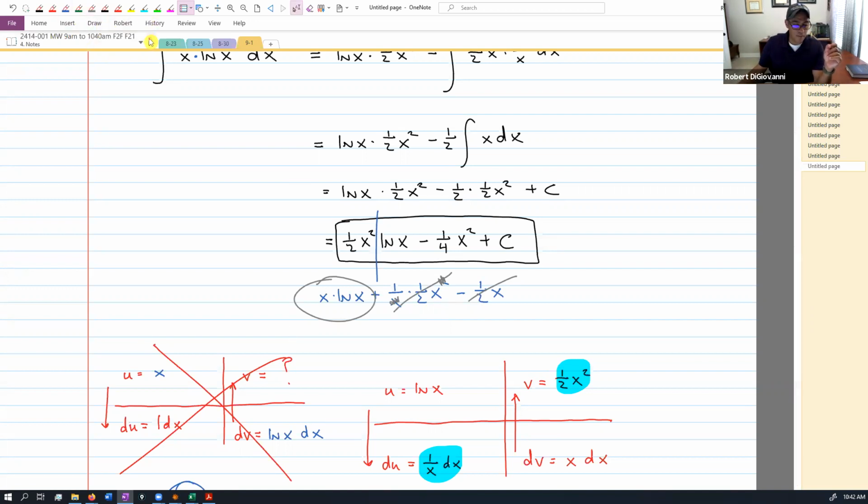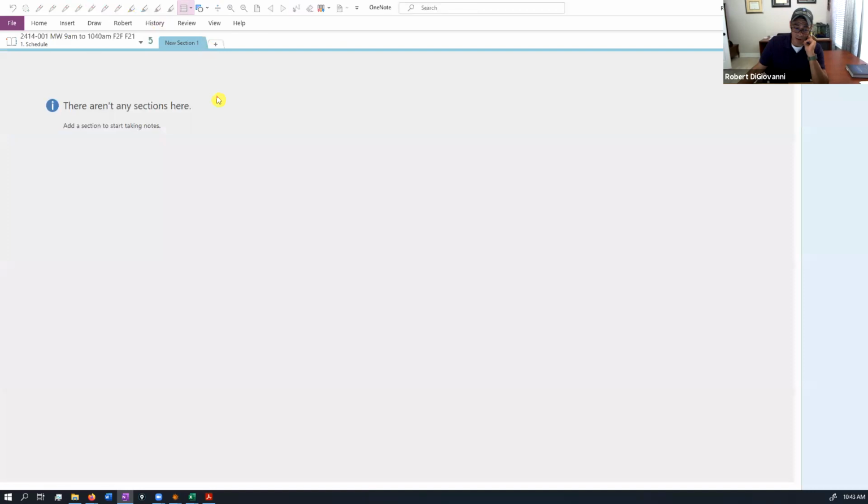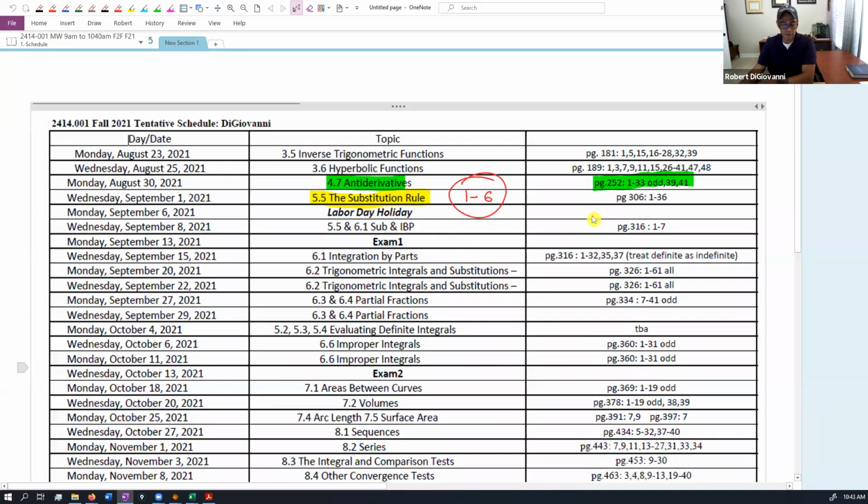Okay, so what are we doing for homework? Make sure you do the 5.5 substitution homework, 1 through 36. Do that. And then the integration by parts, don't worry about starting that yet. We'll come back and we will get deeper into it. We have a lot of problems to do in this section. But you've got to have the substitution down first, or else the integration by parts becomes really difficult.